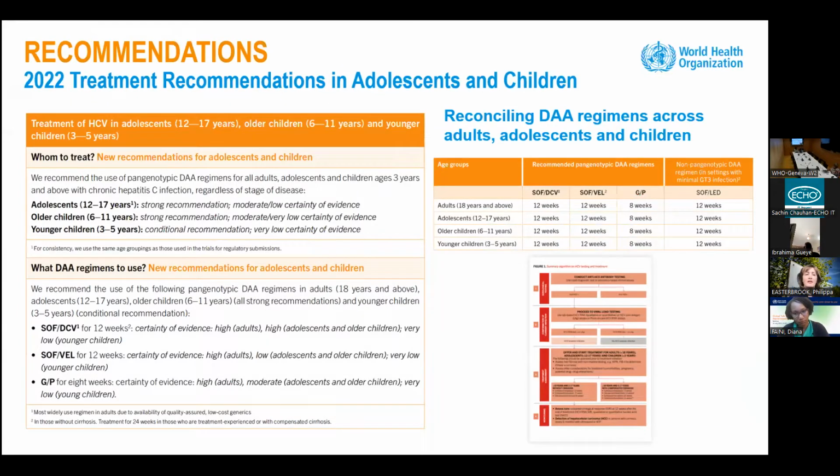So this summarizes first and briefly the recommendations for adolescents and children. As I mentioned, we now recommend treatment for all adolescents, older children, and younger children, regardless of stage of disease, and using the same DAA regimens as are recommended in adults. And you see the table on the right, where there is now a reconciling of the same recommendations and recommended regimens for adults, adolescents, children, which will considerably simplify procurement, and also a common algorithm for diagnosis and management. Next slide.